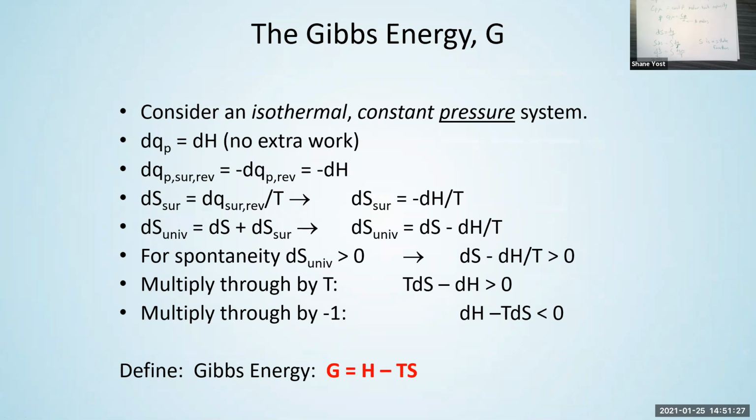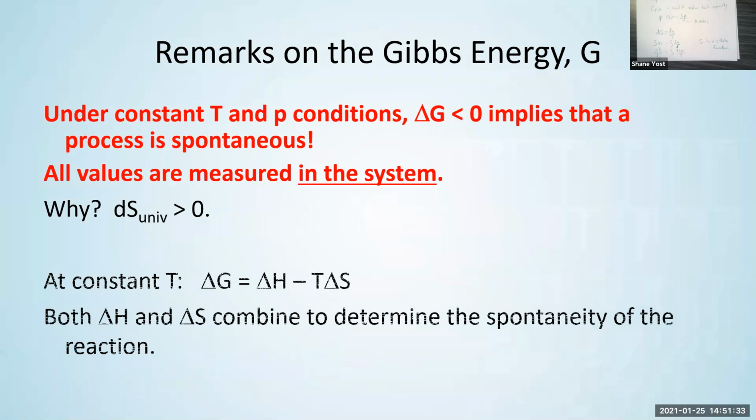And so a negative delta G gives us a spontaneous reaction, which means delta S of the universe is greater than 0. And again, we define this Gibbs free energy and it's used all the time in chemistry, because chemical reactions are typically done under constant pressure and temperature conditions. And delta G is something we can measure for the system that can tell us about spontaneity under those conditions. And at constant temperature, that delta G is just delta H minus T delta S, which again is a very common form that we've seen for Gibbs free energy.